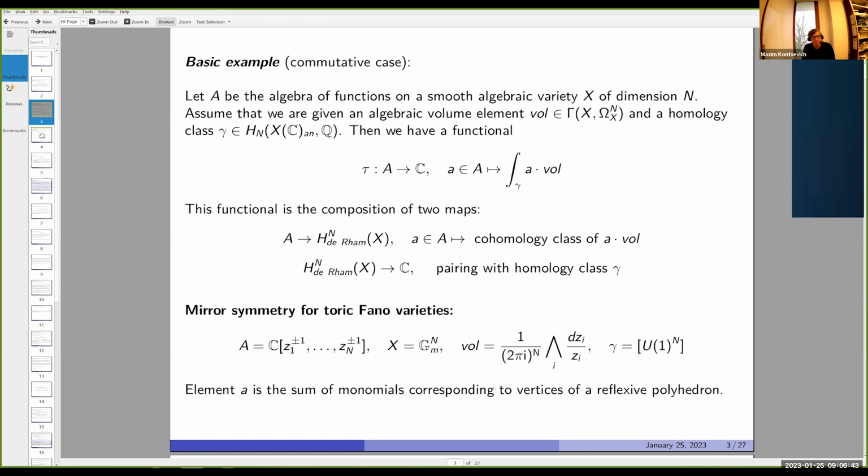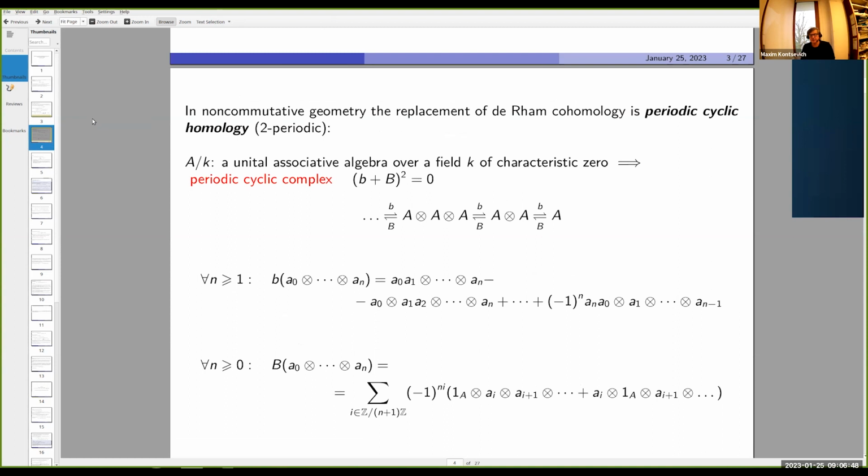So what we do in non-commutative geometry is the replacement of de Rham homology by periodic cyclic homology. I will just recall the definition, but we will not use this definition at all. So just look at this picture. If you have a unital associative algebra over some field of characteristic zero, then we write the periodic cyclic complex. The differential consists of two parts, going to the left and to the right. There are two components of the differential: the usual differential in the Hochschild complex, and the Connes differential, which goes in the opposite direction. Together they make a sum, and the square of the sum is zero. So we can calculate this periodic cyclic homology, but we calculate homology in infinite products, not in infinite sums of terms.